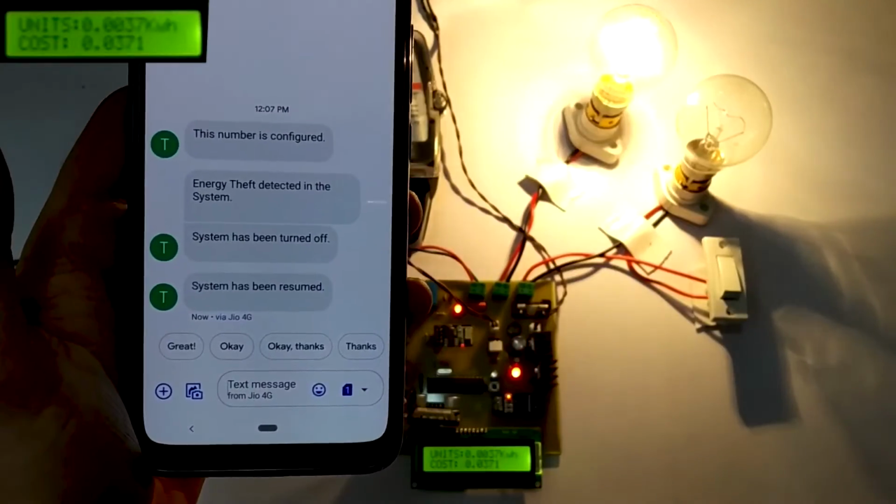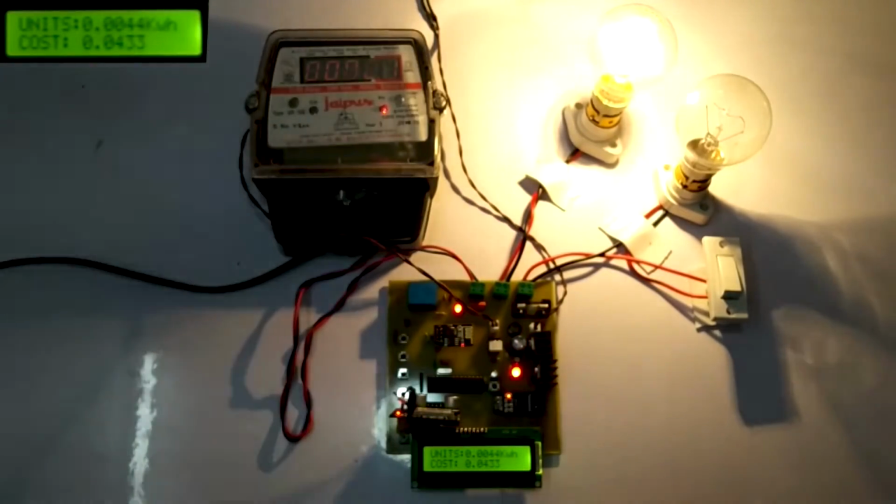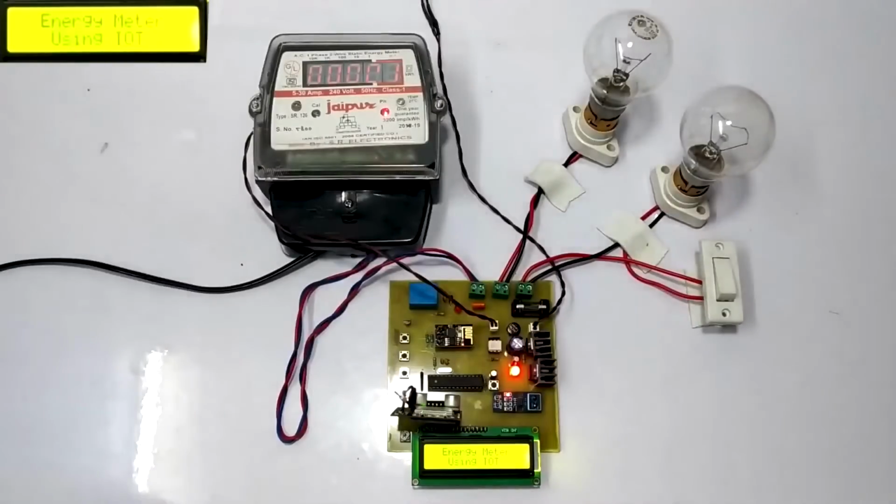If the theft switch is switched on again, the theft will be detected and the system operator will be alerted accordingly to take required measures.